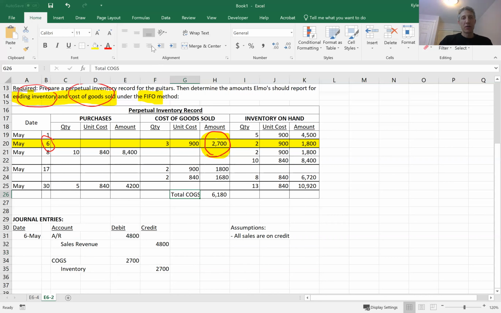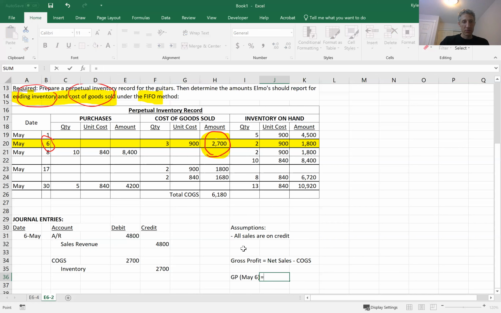And again, you know that I always challenge you to think beyond just the question. So looking at this transaction, I'm going to ask you now, what's gross profit? What's the gross margin on this transaction? Remembering that gross profit equals net sales minus cost of goods sold, I can look at this May 6th transaction and say gross profit on May 6th is going to be my sales revenue minus cost of goods sold. So gross profit on the May 6th transaction is $2,100.